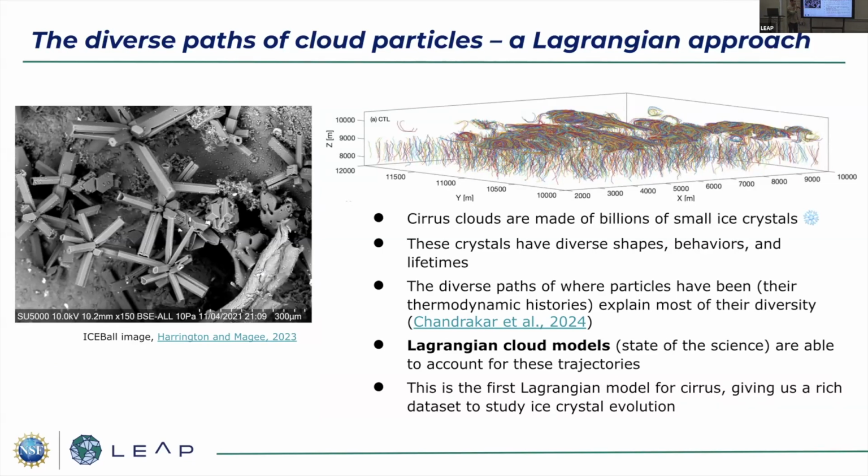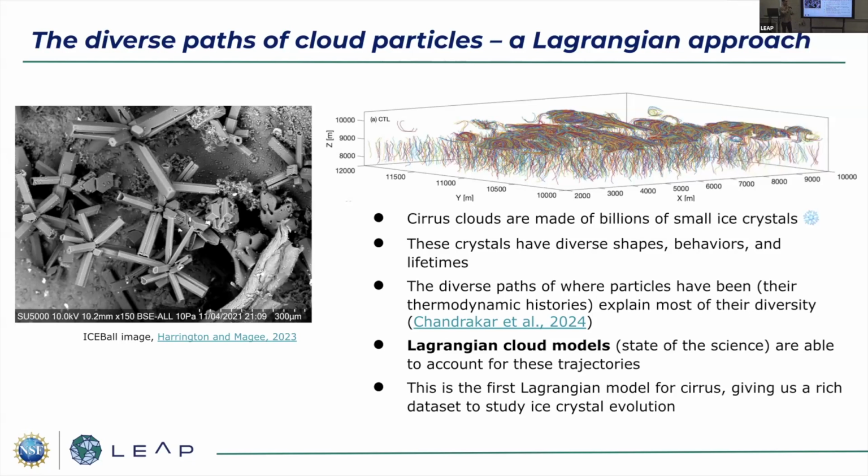A recent state of the science approach for simulating clouds is Lagrangian cloud models, or particle-based models, where they track cloud droplets or cloud particles as they travel through the atmosphere. And a paper that just came out last month finds that a lot of the variability in these ice crystals actually comes from where they've been, in terms of how much relative humidity they pass through on their wildly diverse and heterogeneous trajectories.